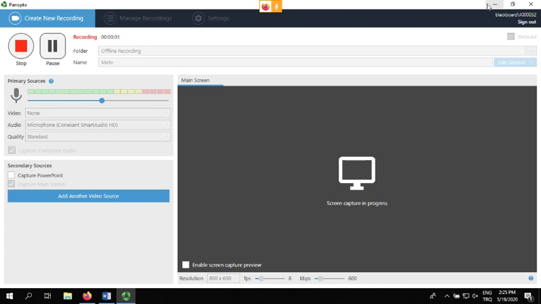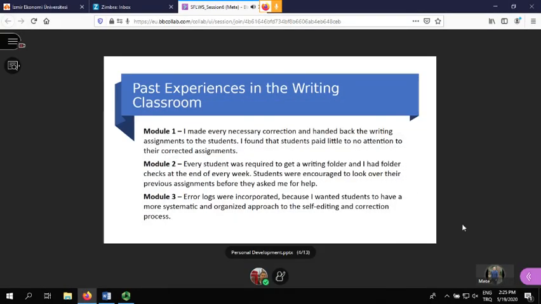Modules. So Module 1, I would spend a lot of time marking up papers, correcting papers, and it would be hard to recognize the paper at the end. So many red marks. And in Module 1, I also gave students the choice. Some submitted them online, others handed them in. So I realized that something had to be done. There had to be more organization.